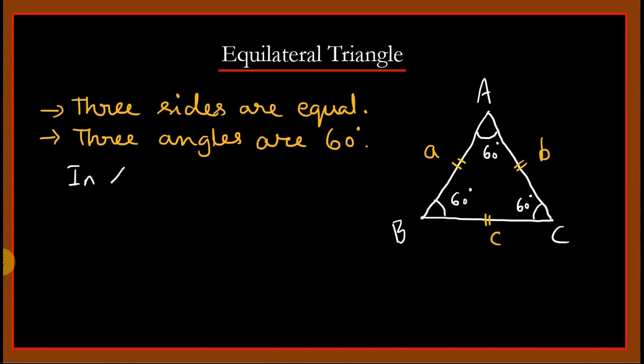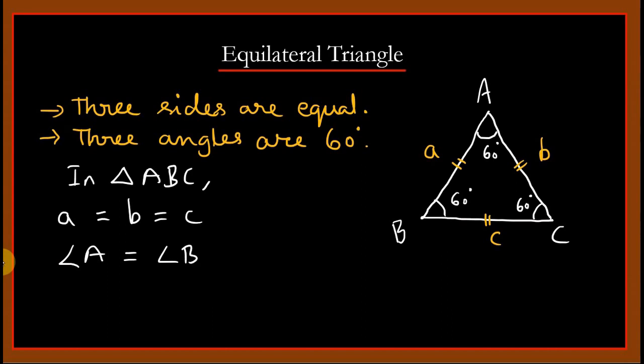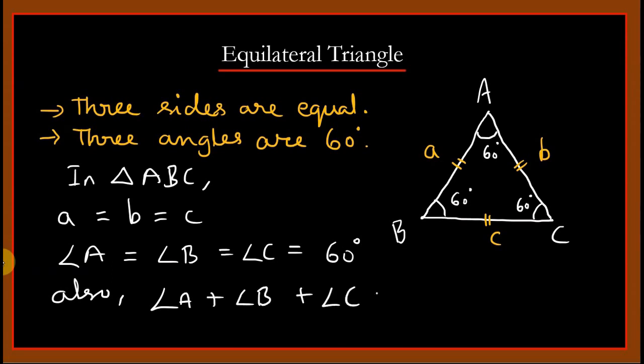A triangle is equilateral when all sides are equal and all angles are 60 degrees. The triangle in the example is equilateral because sides A, B, C are equal and angle A, angle B and angle C are equal to 60 degrees. So also angle A plus angle B plus angle C is equal to 180 degrees, because the sum of all angles of a triangle is equal to 180 degrees.